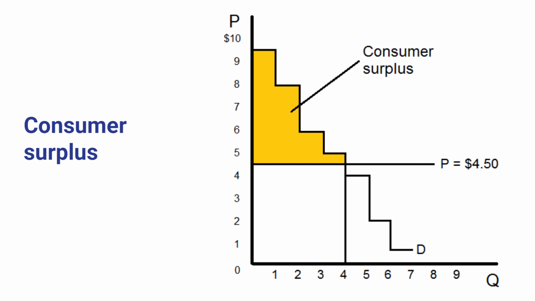So they would receive $3.50 worth of consumer surplus. And if we add up those little rectangles, we get the total value of consumer surplus. So consumer surplus represents the net benefit, or the net gain, that consumers receive by participating in trade.